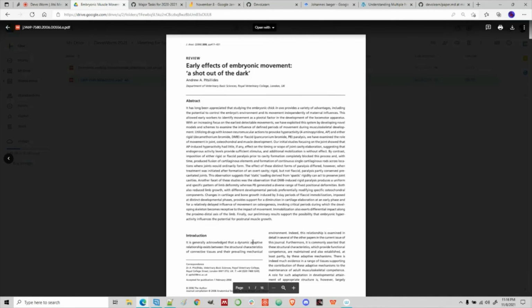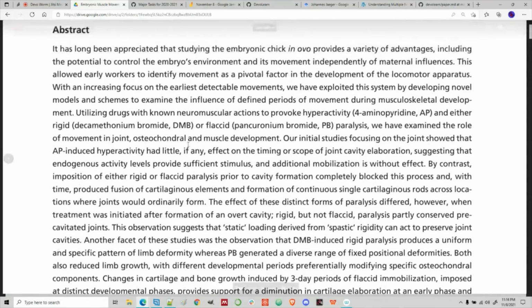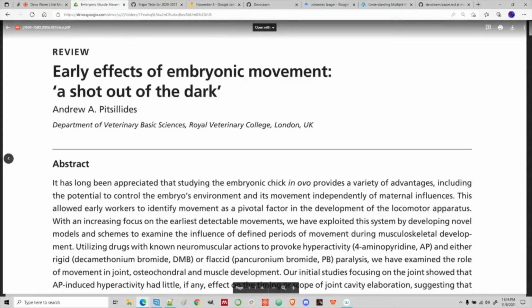So the other paper I wanted to talk about is from 2006, so it's actually not a newer paper, but it's newer than the paper that we reviewed there. This is "Early effects of embryonic movement: a shot out of the dark."